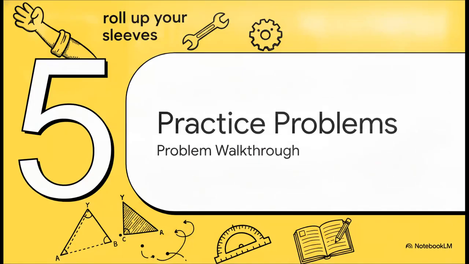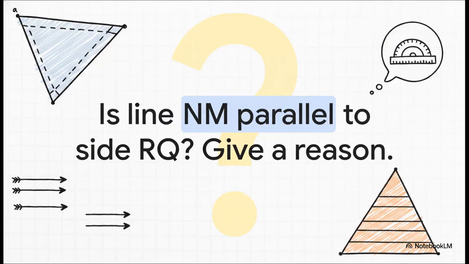Finally, section 5. It's time to roll up our sleeves for a practice problem walkthrough. I invite you to apply your newly built toolkit to mathematically solve a real problem from practice set 1.2. Let's read the problem statement deliberately. Question 2, in triangle PQR, segment PM is 15. The total length PQ is 25, total length PR is 20, and NR is 8. The question asks, state whether line NM is parallel to side RQ, and give a reason.